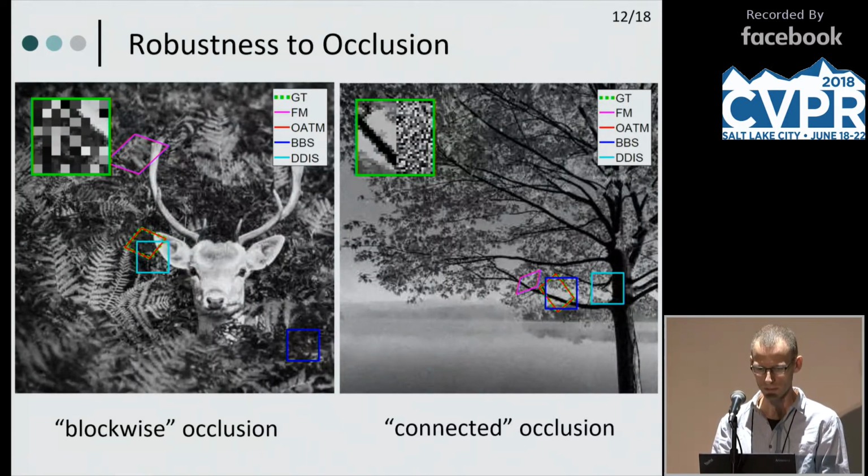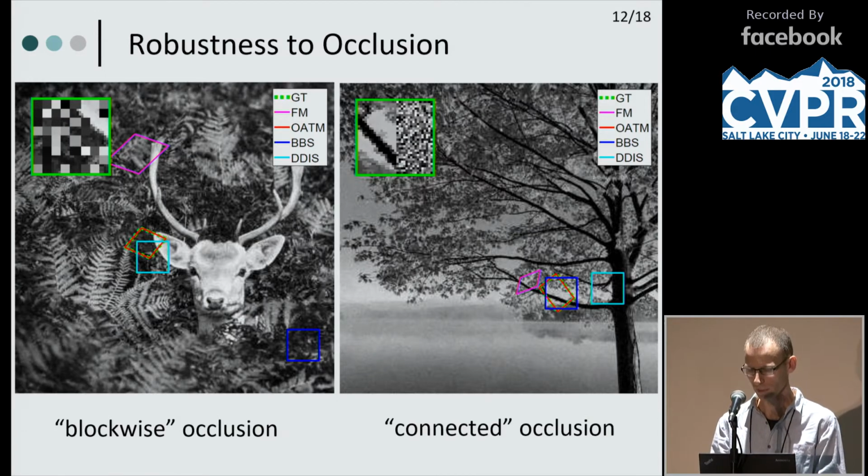But I'd like to focus first on this robustness to occlusion experiment. Here you can see two examples out of a large-scale experiment. In each, on the top left corner, you can see the affinely extracted template from the image, where we add, on the left side, blockwise random occlusion. On the right instance, we added connected occlusion. Our method does not assume anything about the structure of the occlusion, so it can handle both cases. And our result here, in red, can be seen to match the ground truth.